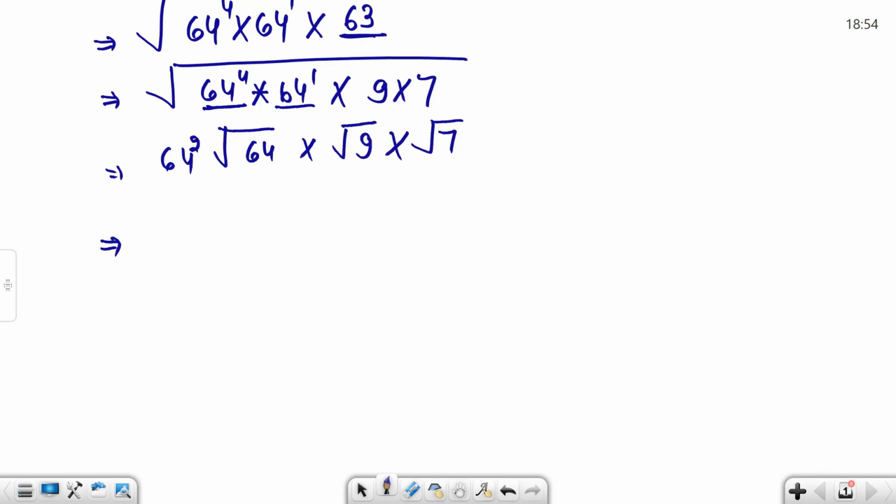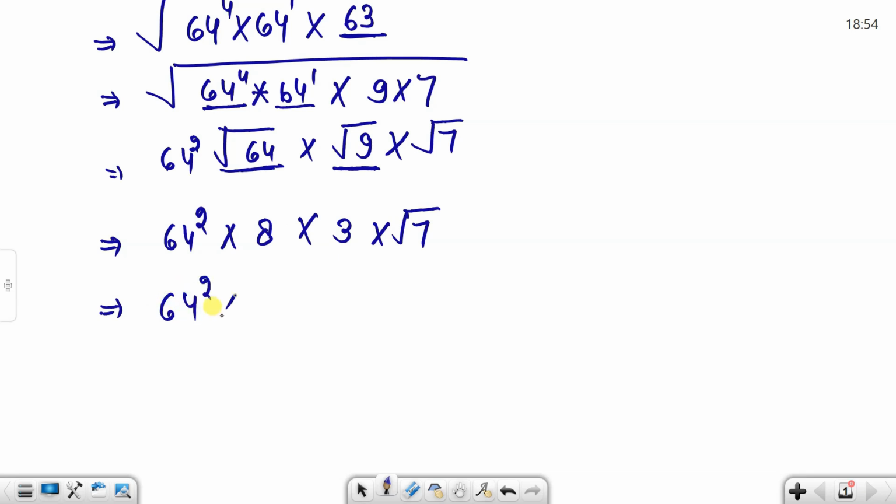Let's solve further. Here, 64 squared will stay the same as it is. Here, under root 64 becomes 8. Under root 9 is 3, so it becomes 3 times root 7. Now, 64 squared times 8 times 3, that becomes 24, 24 times root 7. Now, let's continue.